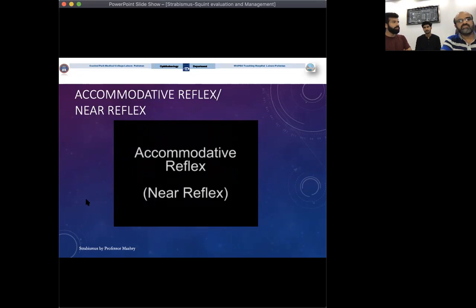Actually, I'm not clear about how to distinguish between the fovea and the tropia. The cover, and what's the difference between the cover test and the alternate cover test?